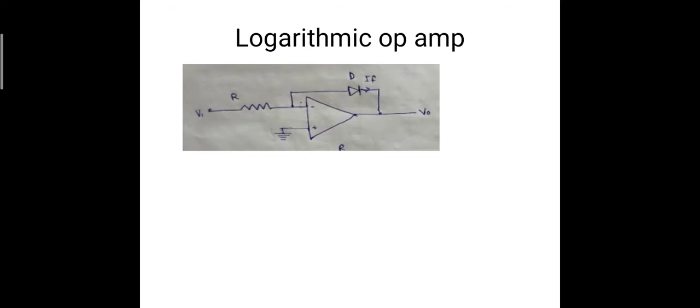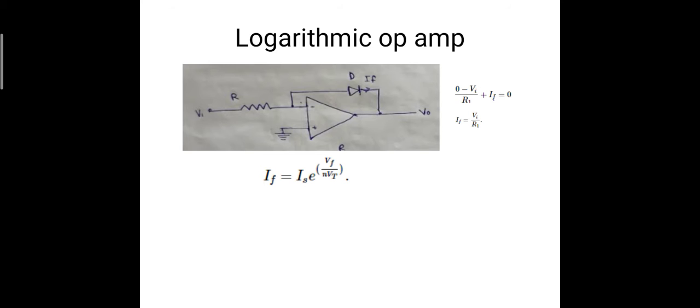Then we come to the logarithmic op amp. It produces a log value of the input. So in this circuit, we have a resistor at the inverting terminal and a diode in the feedback circuit. So on applying Kirchhoff's law, we get minus Vi by R1 plus If is equal to 0, where If is equal to Vi by R1.